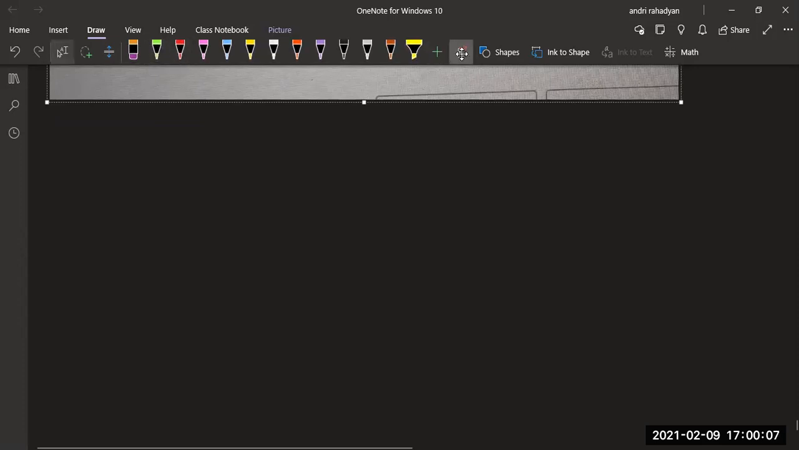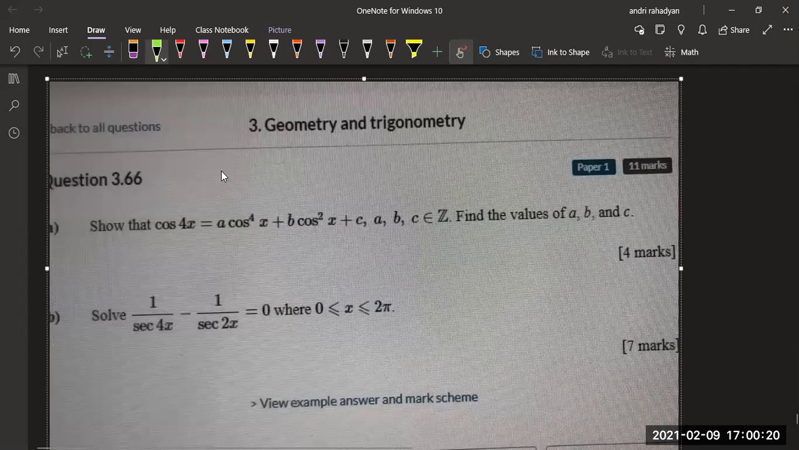Show that cosine to the power of 4x is equal to a cosine to the 4 of x plus b cosine squared of x plus c, where a, b, c are integers.